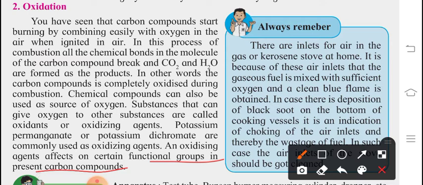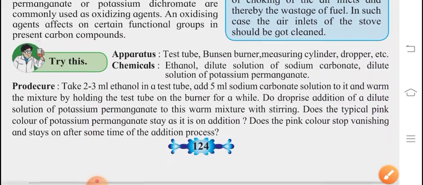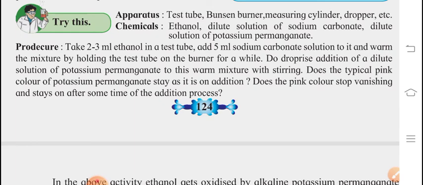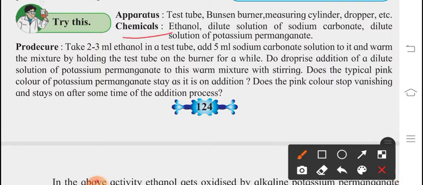To understand what oxidation is, we have one experiment. With this experiment, we can make it very clear. To perform this experiment, we need apparatus like a test tube, Bunsen burner, measuring cylinder, dropper, etc. And the chemicals we need in this experiment are ethanol, dilute solution of sodium carbonate, and dilute solution of potassium permanganate.